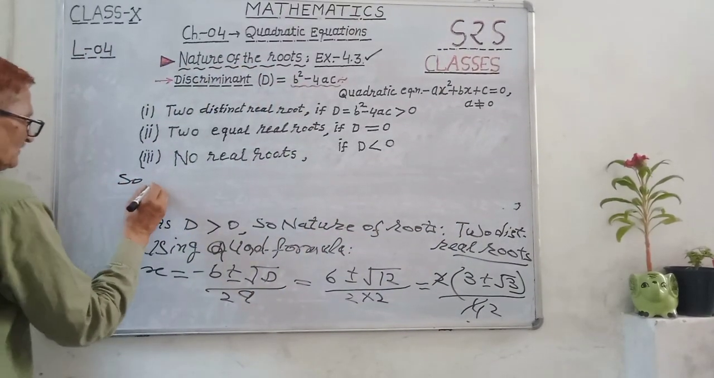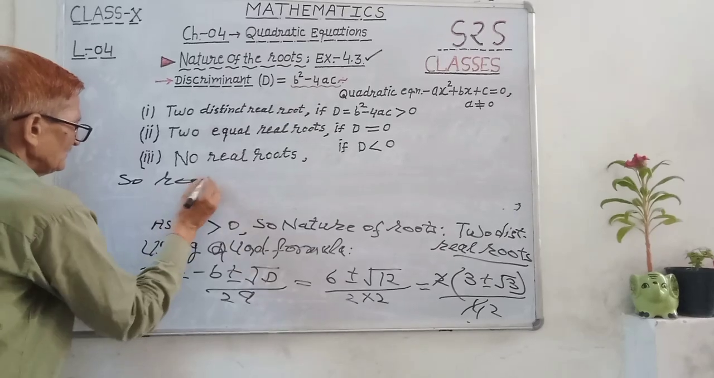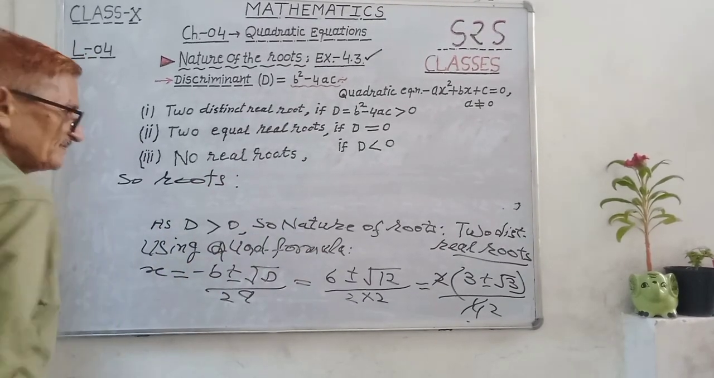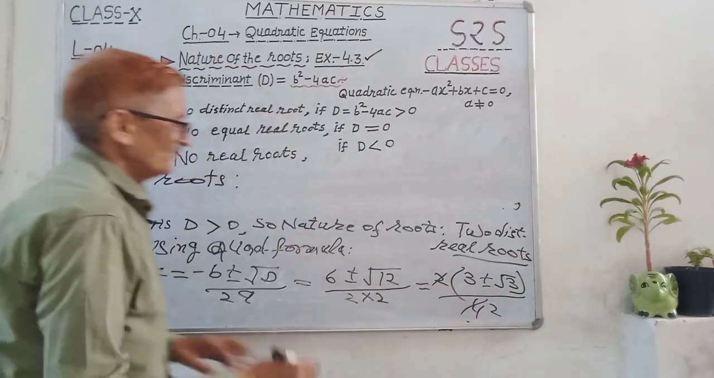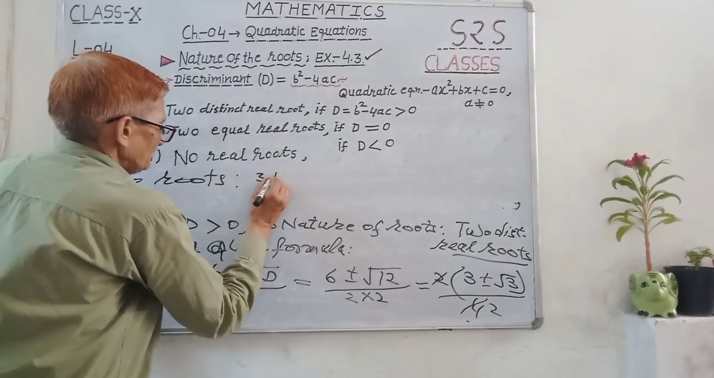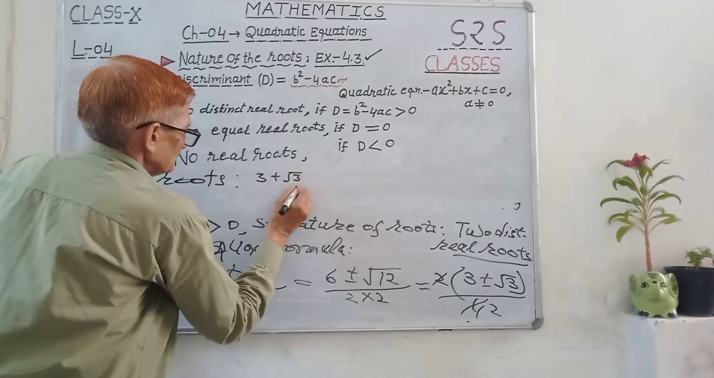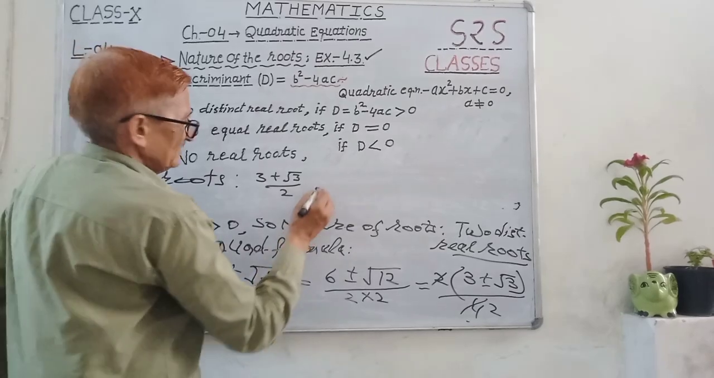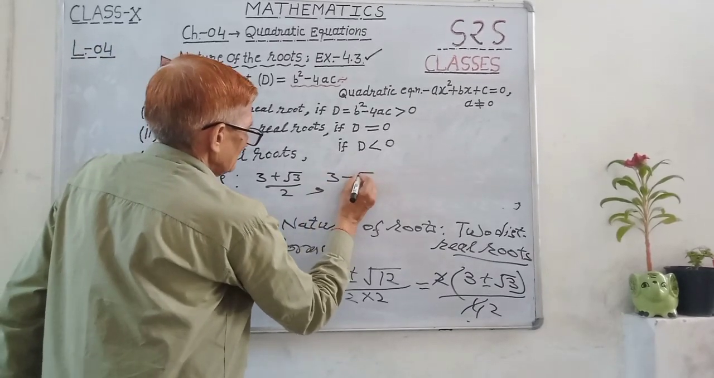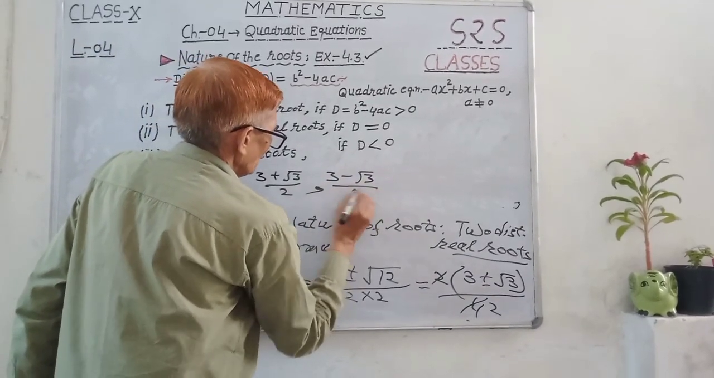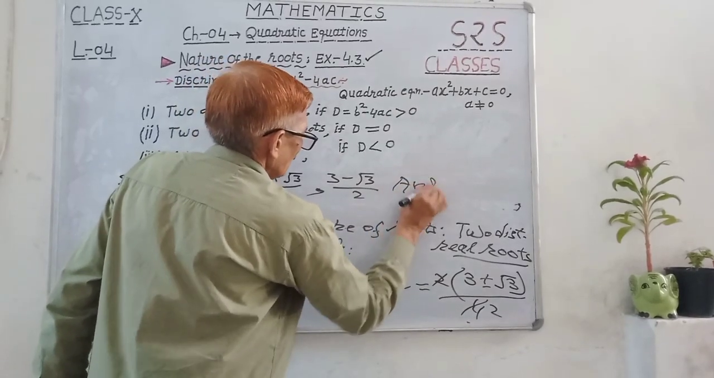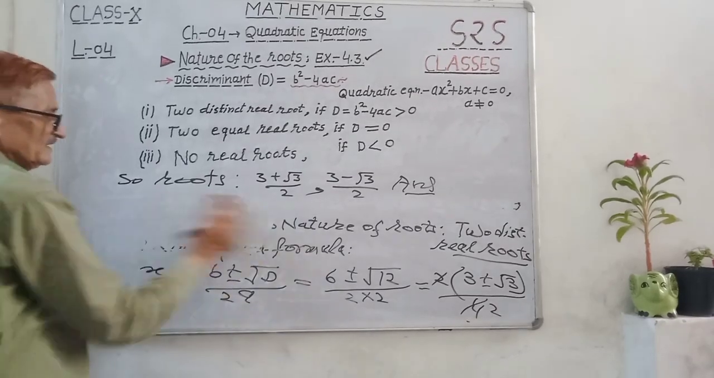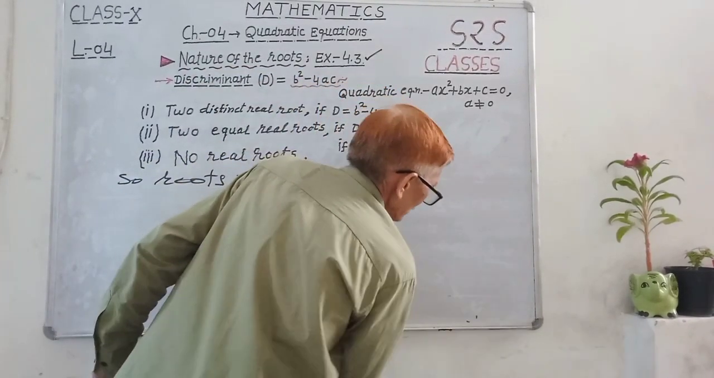So the roots, the values of x, are 3 plus root 3 upon 2, comma, second root with the negative sign, 3 minus root 3 upon 2. Answer. Like this we should write the roots. Okay, done. Now the next question, number 2.